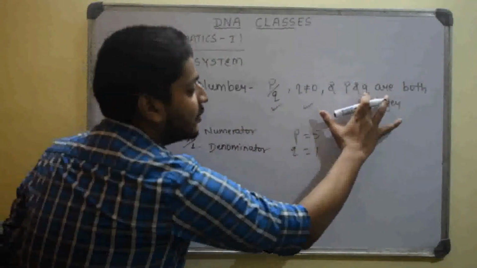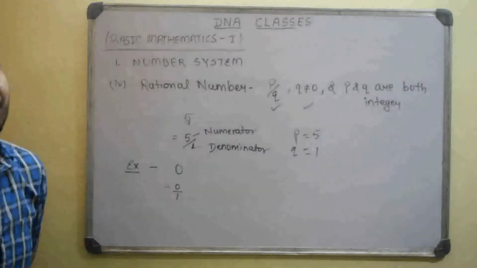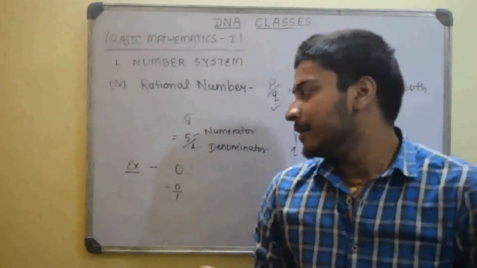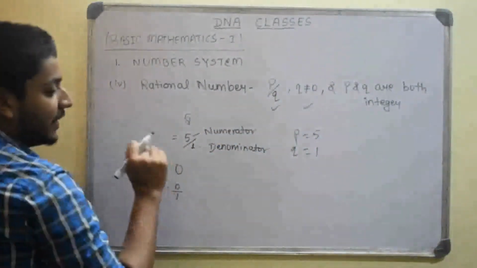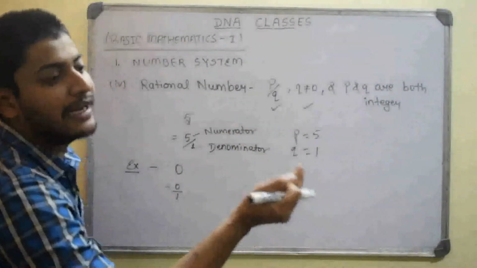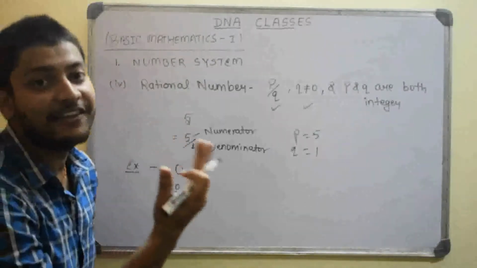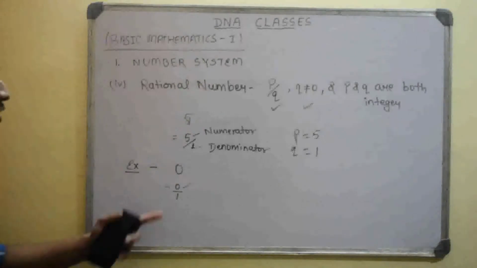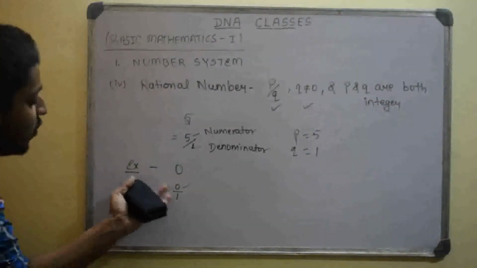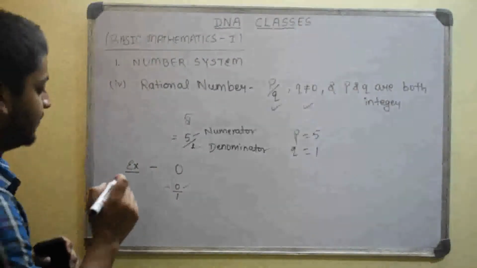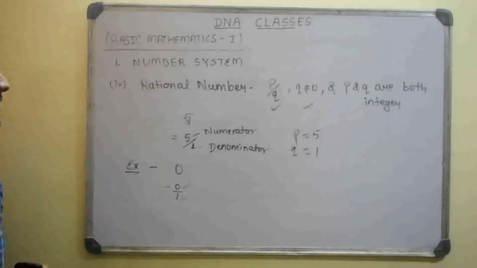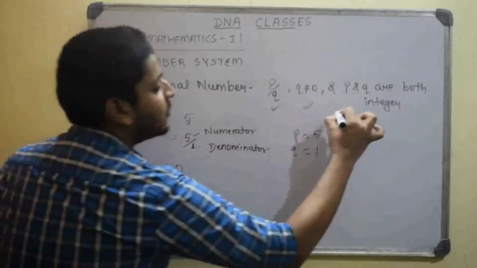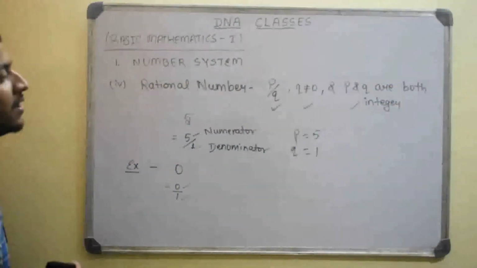Now p and q both should be integer. In this case, as we know, integer is all counting numbers including 0 and all negatives of the counting numbers. So here it is 0, so 0 is an integer. Now if you see 1, 1 is also an integer. So means p and q both are integers, so this condition is also satisfied.